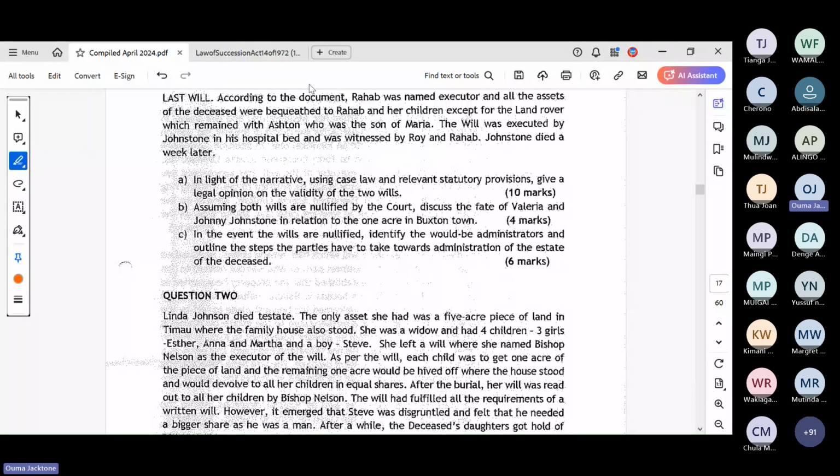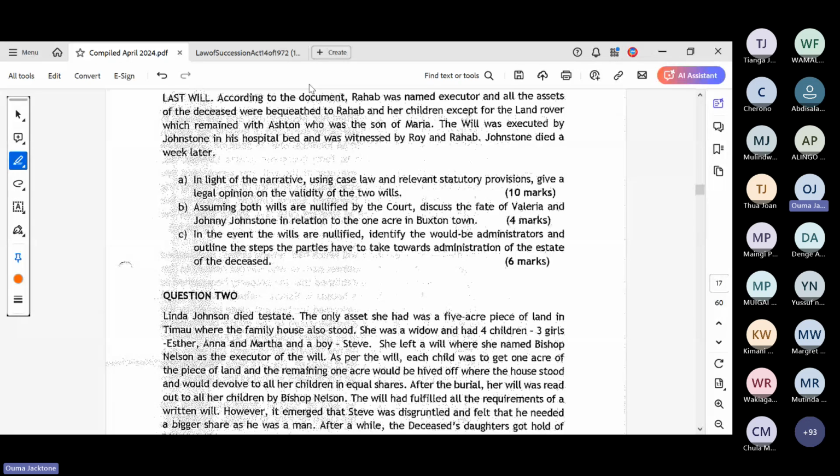But remember, everything was not just given to Rahab and Roy. There are other children. There are also other beneficiaries in this will. So if this will is valid, then the other beneficiaries of the will still inherit, but Roy and Rahab will not inherit because they are encumbered. That is exactly what I'm saying. So please don't confuse it.